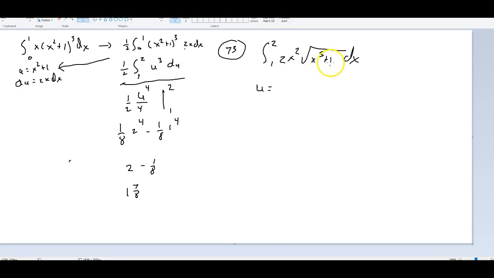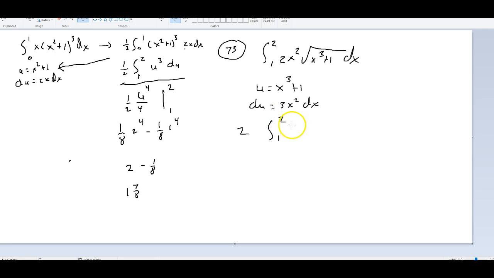u equals the ugly part. The ugly part's inside that square root bar, so it's x to the third plus 1. So du would equal 3x squared dx. I've got a 2x squared, so I can make that happen. So I'm going to pull the 2 out in front because that's not what I wanted. I wanted a 3. Integral from 1 to 2.